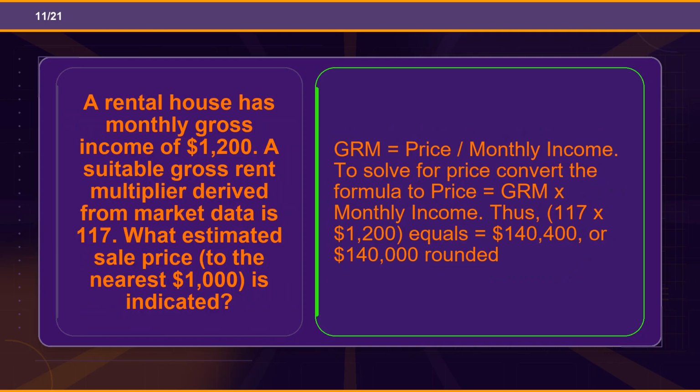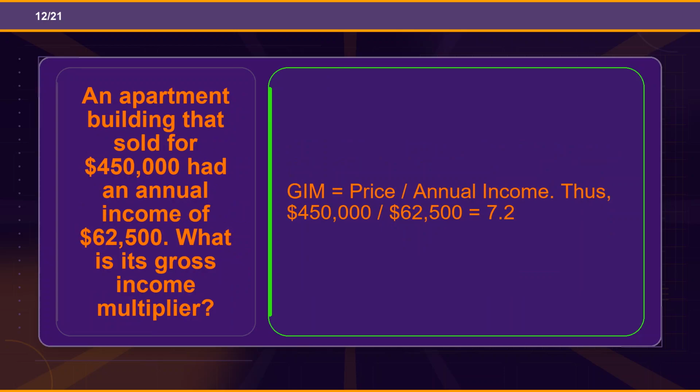Definition: GRM equals price divided by monthly income. To solve for price, convert the formula to price equals GRM x monthly income. Thus, 117 x $1,200 equals $140,400, or $140,000 rounded. Flashcard 12. Term: an apartment building that sold for $450,000 had an annual income of $62,500. What is its gross income multiplier? Definition: GIM equals price divided by annual income. Thus, $450,000 divided by $62,500 equals 7.2.